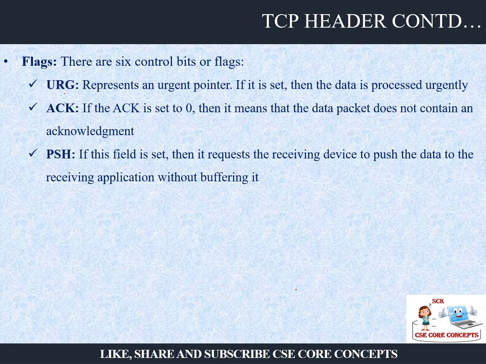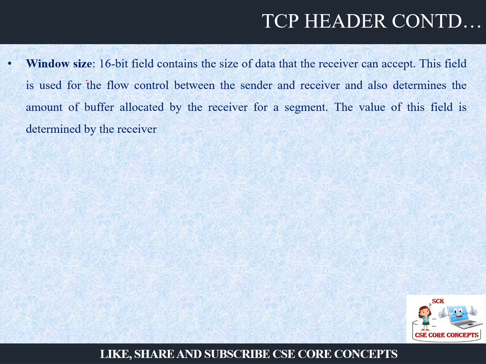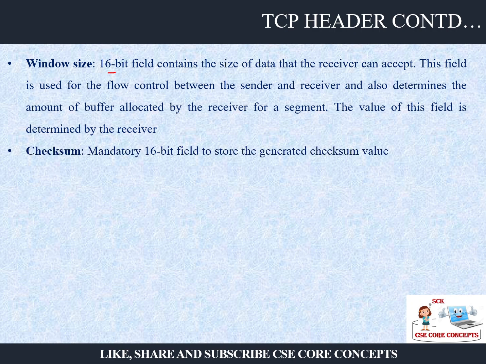Let's see what the window size is. It is a 16-bit field which contains the size of the data that the receiver can accept. This field is used for flow control. If you remember the sliding window, at a time how much data the receiver can accept, so it determines the buffer capacity of the receiver. Then comes the checksum. In case of TCP, it is mandatory because it is a reliable connection, so you have to make sure that the transmission is error free. It is used to get the checksum value.